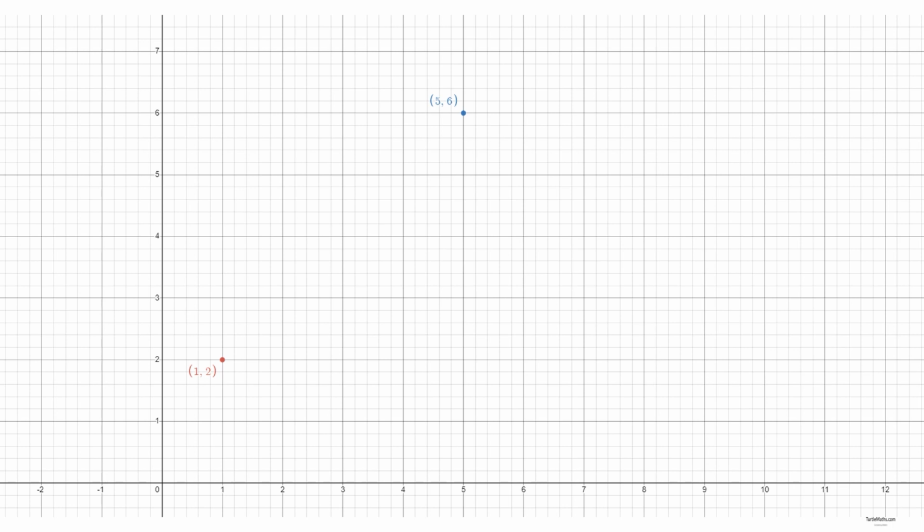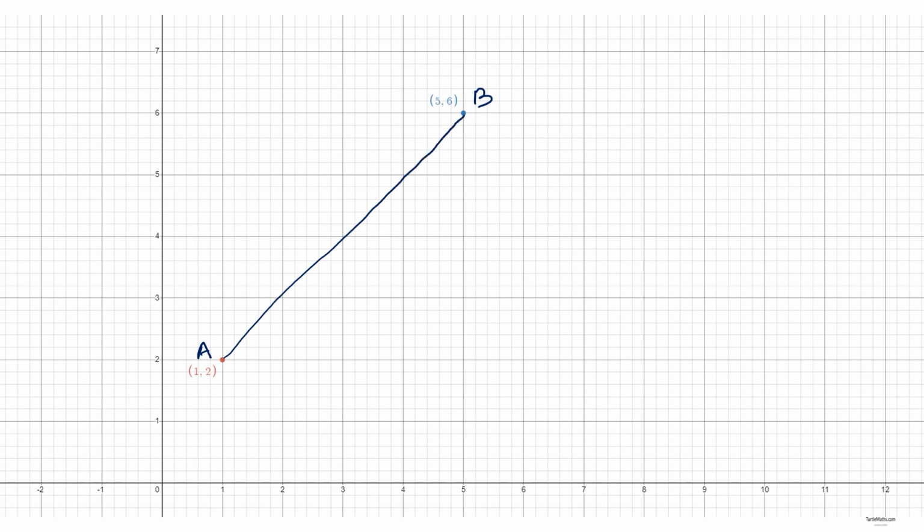So let's try to understand what the distance formula is. To kick things off, let's start with the basics. The distance formula helps us to find the distance between 2 points in a coordinate plane. Today we are taking an example, and in this example I have taken the points (1, 2) and (5, 6). Let's say I would like to find out the distance between these 2 points. Let's call this point A, and this point B.